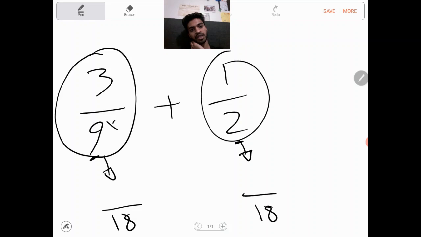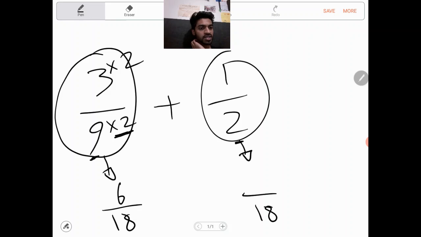So I can multiply the 9 by 2 to give me 18. Now it's very important that you multiply the numerator by the same number as the one beneath it. So times by 2 as well. Now that gives us an equivalent fraction. What that means is 3/9 is the same as 6/18.